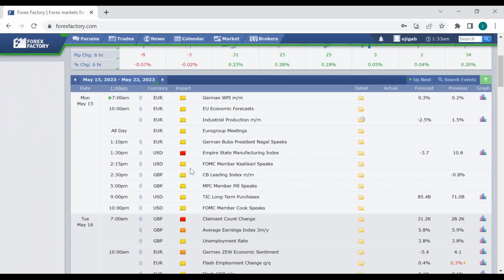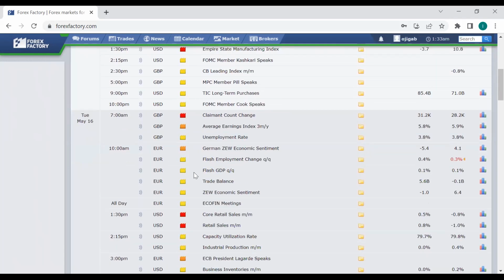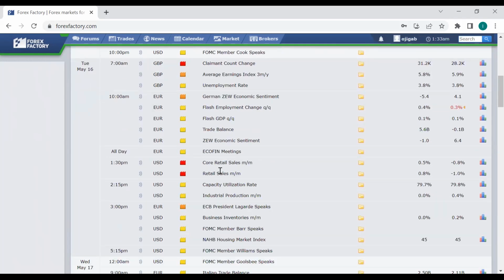Starting with Monday, we have Empire State Manufacturing Index. I don't think this will have much impact on the USD, as we already see a major setup on the USD. So every other news, I believe, will only be a setup to push it, as we already see on the market setup. Next, we have claimant count on GBP on Tuesday, and also core retail sales month on month and retail sales month on month on USD.